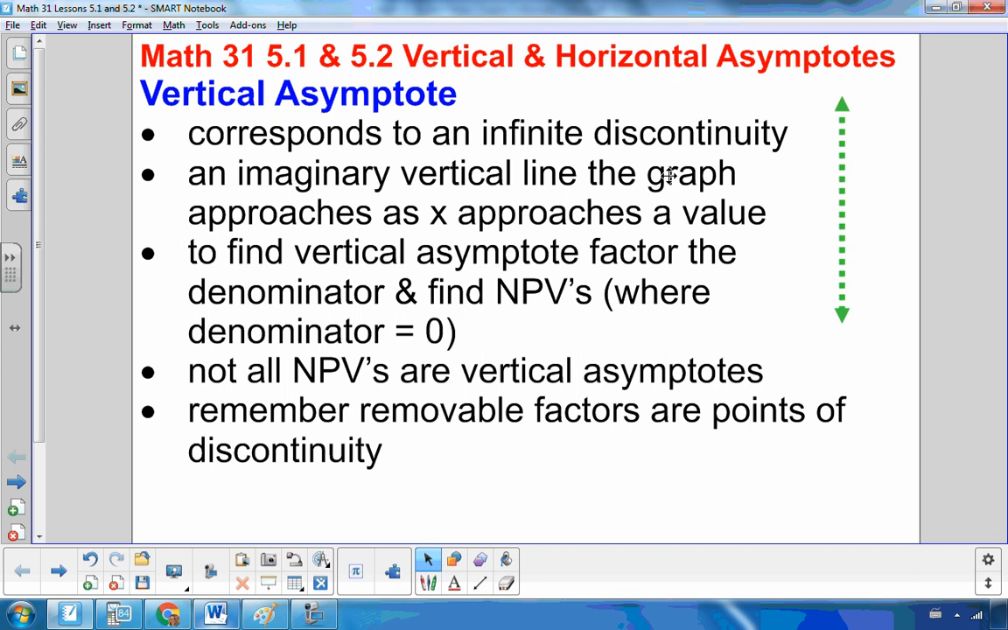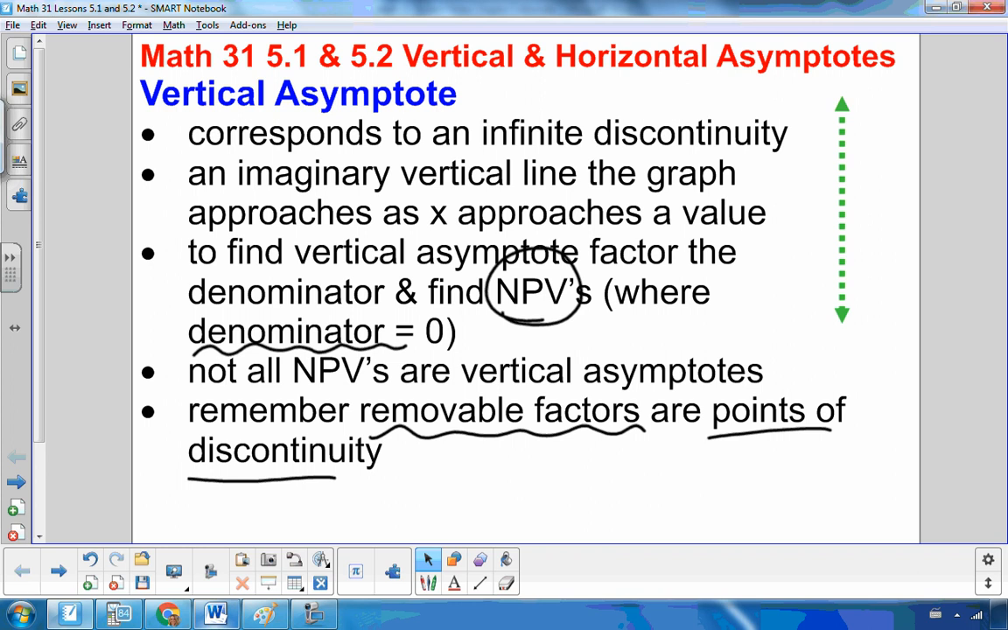The reason that it doesn't cross it is because it is based on a non-permissible value. And that non-permissible value is found by looking at factors or values of x that would make the denominator 0, because we can't divide by 0. Now, not every non-permissible value is a vertical asymptote. If we have a removable factor, that is not a vertical asymptote. It is actually a point of discontinuity.